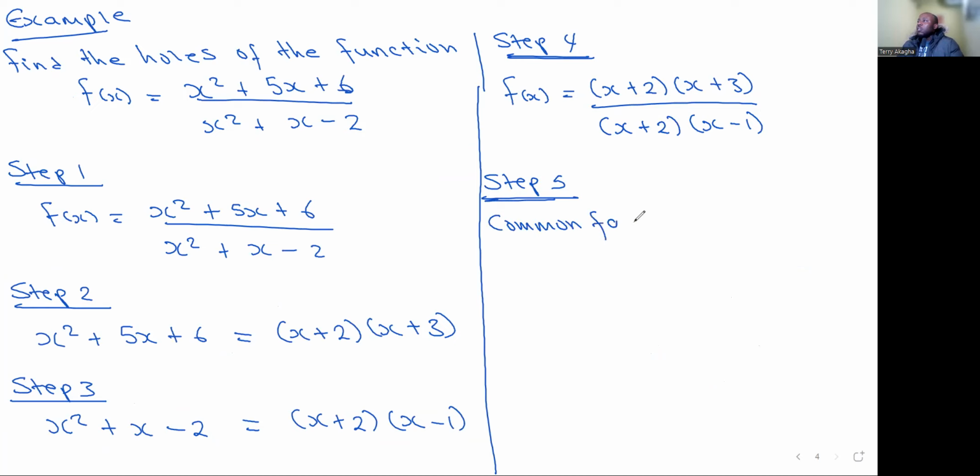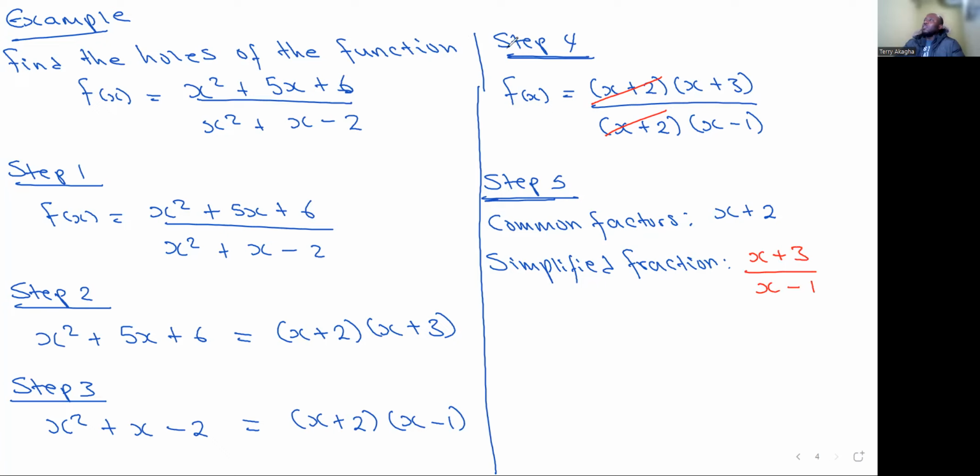So the common factor is x plus 2. You're looking for the factor that is common to both the numerator and the denominator, which is x plus 2. Now, when you strike it off, what will be the simplified fraction? When this is struck off, the simplified fraction you're going to have will become x plus 3 divided by x minus 1.